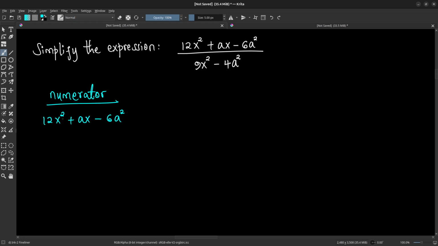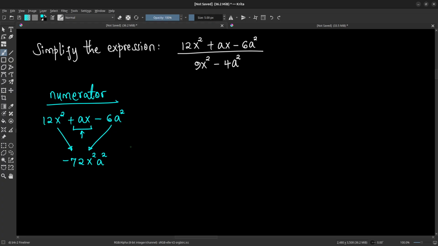This is a quadratic expression. So to simplify it, we need to rewrite this center term, ax, so that it is composed of two factors. When the two factors are multiplied, they should give us 12x squared times negative 6a squared, which is negative 72x squared a squared. And when those two factors are added together, they should give us this middle term, which is ax.